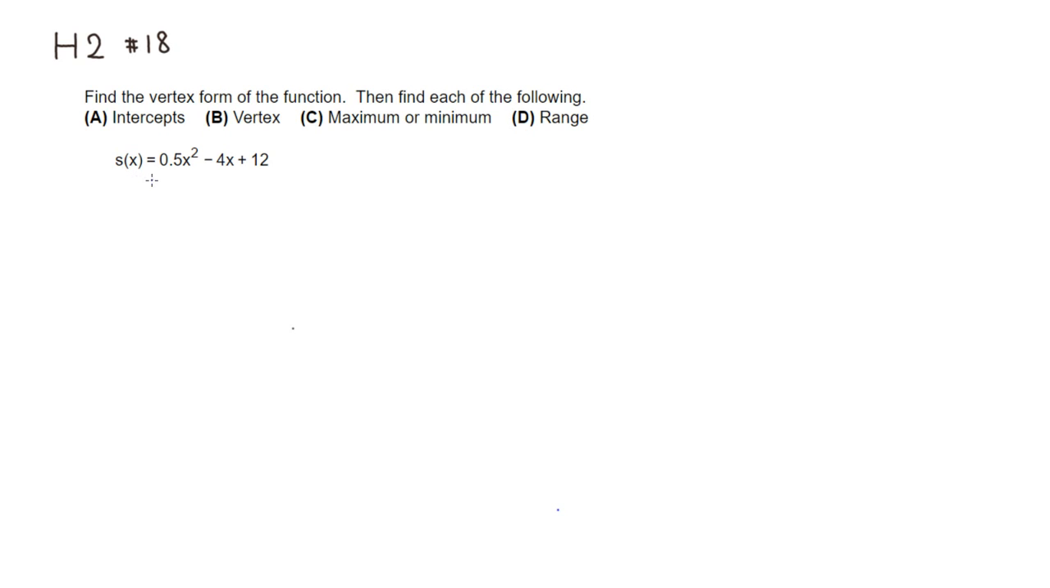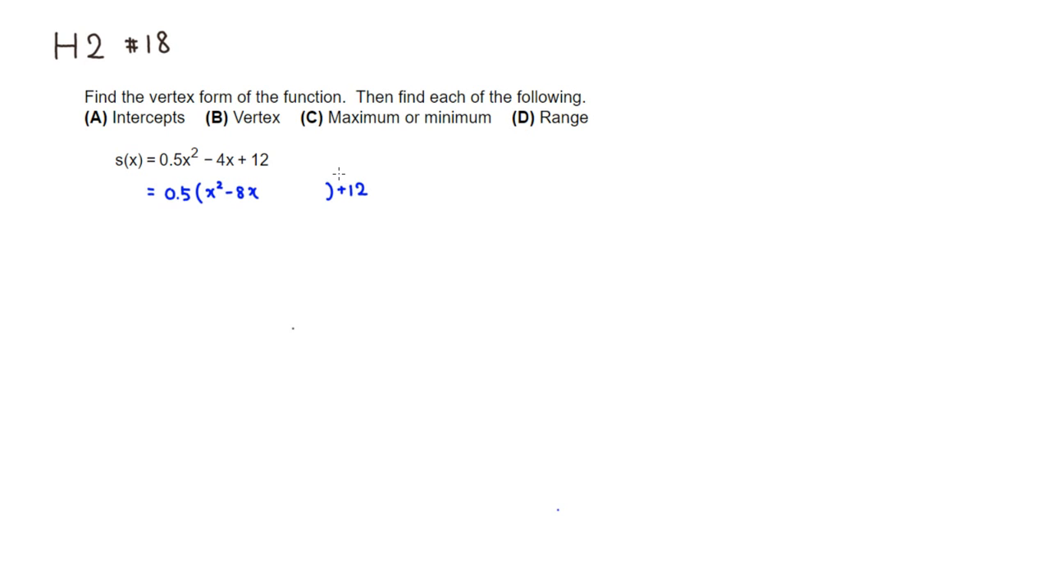The first thing I would do is factor out the coefficient of the leading term, 0.5, from the first two terms. If you pull out 0.5 from 0.5x squared, you have x squared left over. And if you pull out 0.5 from negative 4x, you're going to have a negative 8x, same as multiplying by 2. Then I'm going to leave plus 12 at the end.